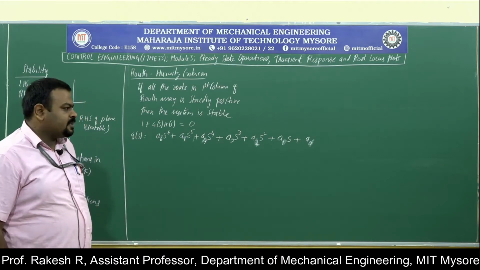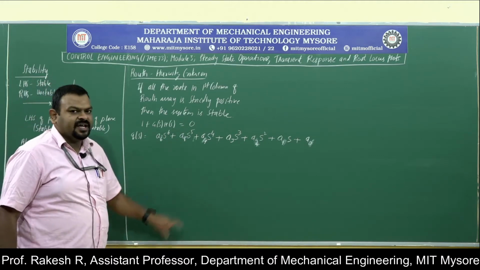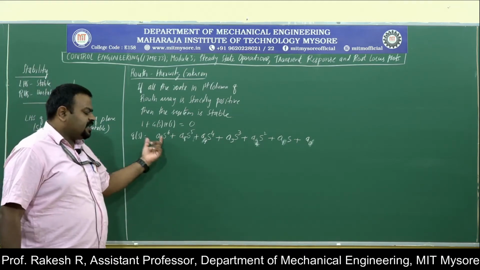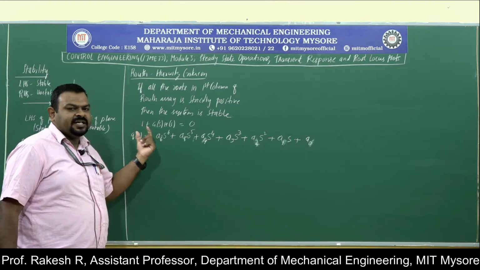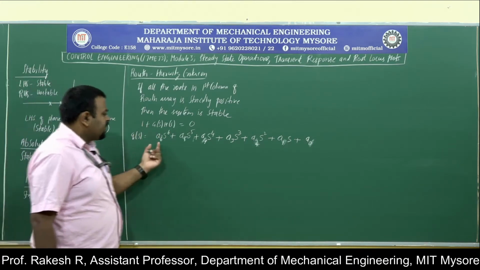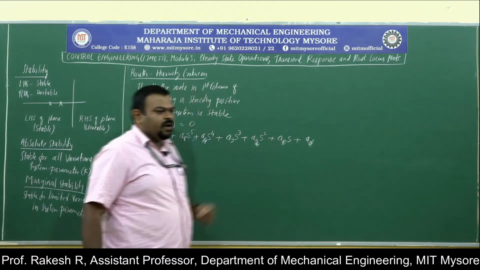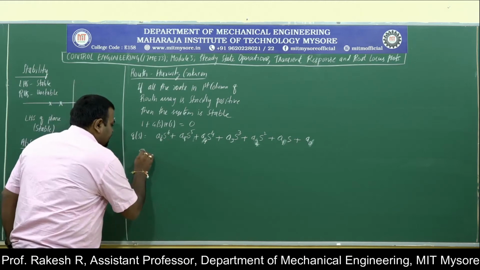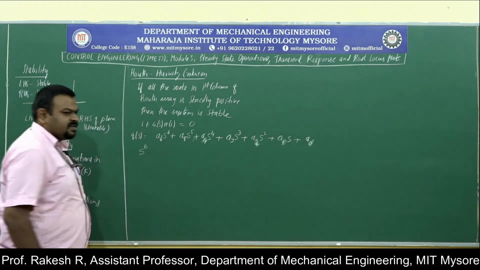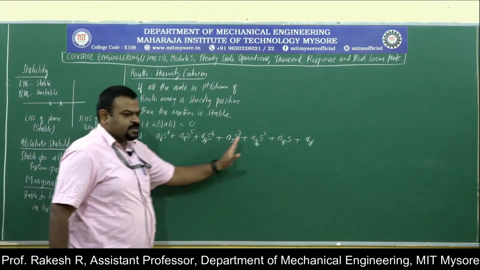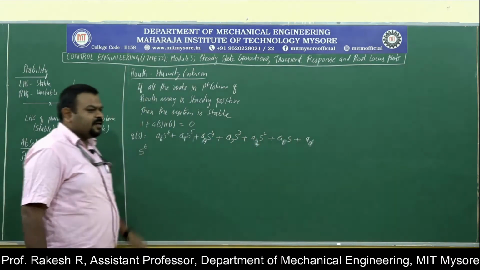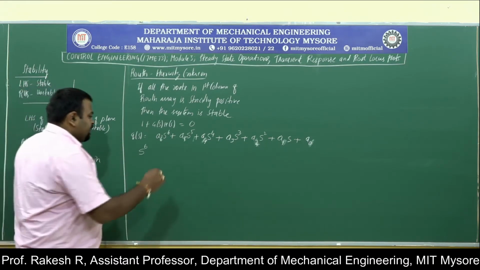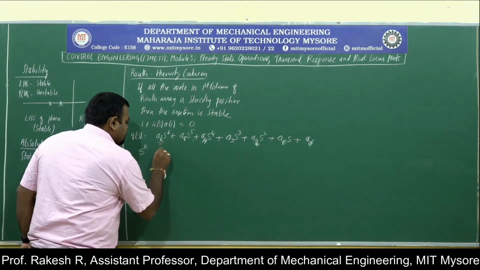First, I have to draw a Routh array. In the Routh array, first I have to consider the highest degree of the polynomial. Here in the equation, the highest degree is s to the power of 6. So first I will write s to the power of 6. Then I have to write the coefficients. The coefficient of s to the power of 6 is a6.